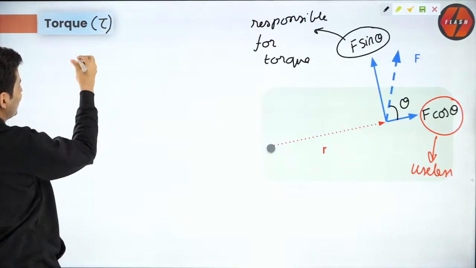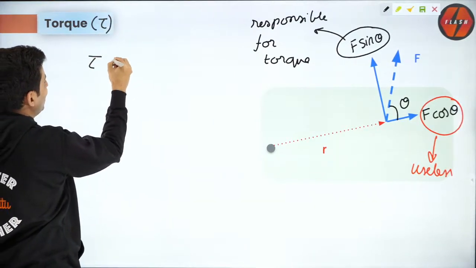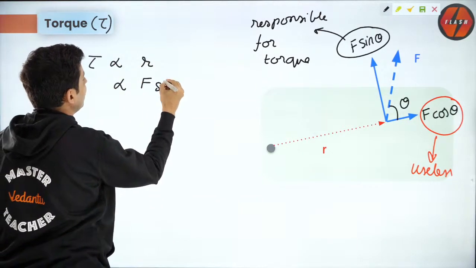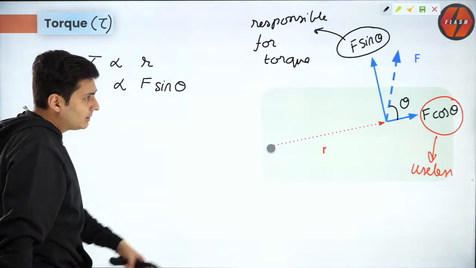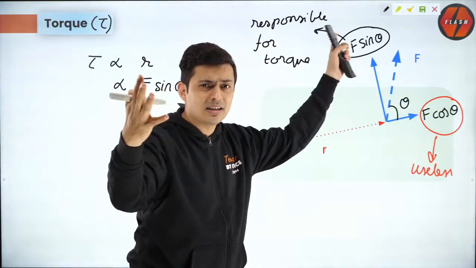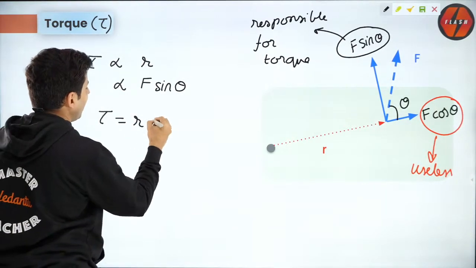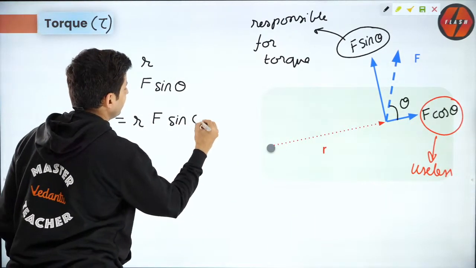Anyways, so here this tau is proportional to R. It is also proportional to F sine theta. It only depends on F sine theta. F cos theta is useless. It does not create any torque. And this torque will then be R F sine theta.